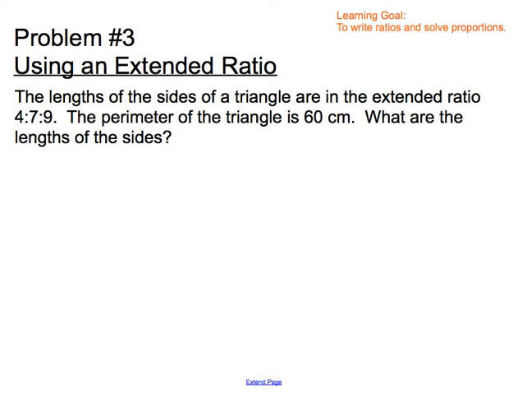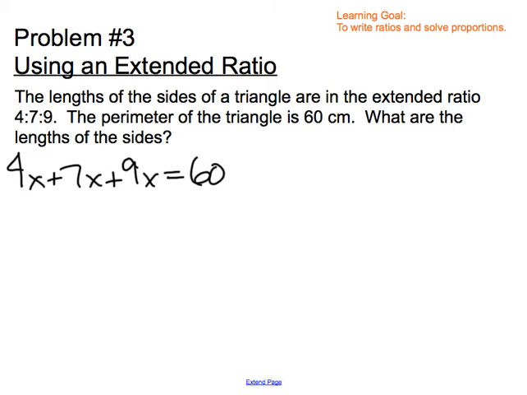The lengths of the sides of a triangle are in the extended ratio 4 to 7 to 9. The perimeter of the triangle is 60 centimeters. What are the lengths of the sides? So very similar to what we just did, we have 4 parts make one side, we have 7 parts which make the second side, and we have 9 parts which make the final side. We know that if we add all of these together, we should get the perimeter, which is 60.